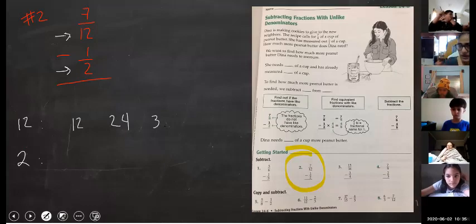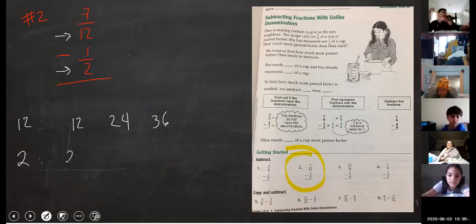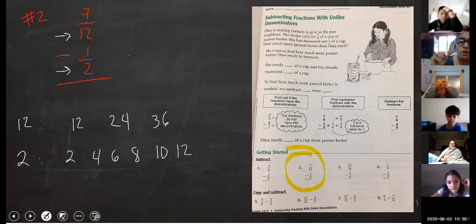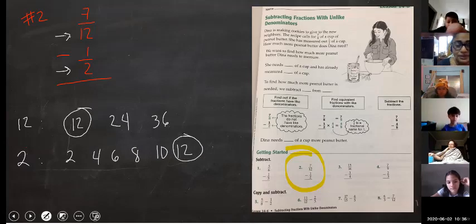Okay, let's stop here. And now let's start with the table of 2. 2 times 1, 2. 2 times 2, 4. 2 times 3, 6. 2 times 4, 8. 2 times 5, 10. 2 times 6, 12. Oh, I have a common denominator. Do you see? Yes. What would it be? It's 12. It's 12, my denominator.